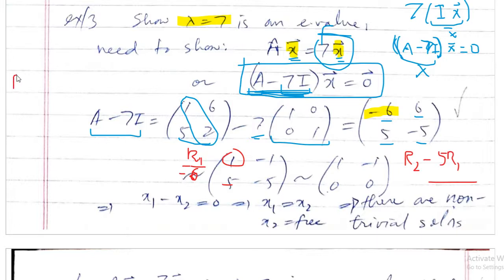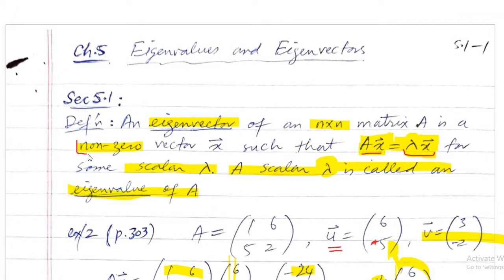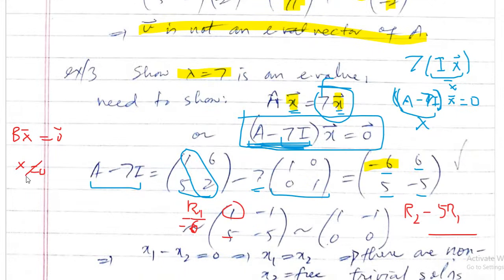You see, if you have a matrix B and you multiply by x equal to 0, then x equal to 0 will always satisfy this. If you replace x with 0, B times 0 is always 0. So x equal to 0 is always a solution. But we said that an eigenvector is a non-zero vector x. So I am not interested in the zero solution. I am interested in non-zero solutions.